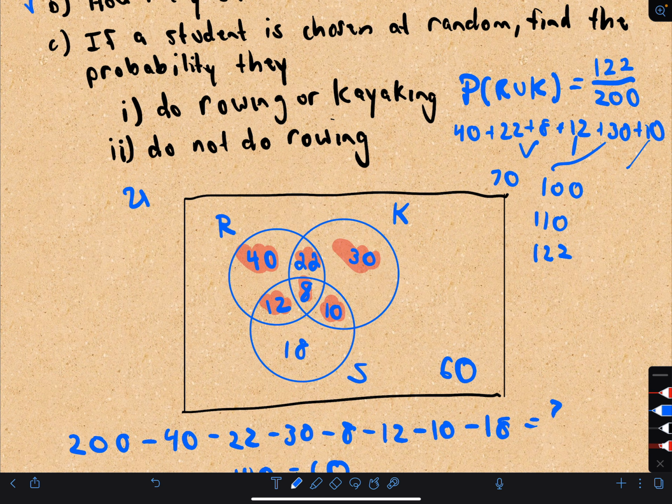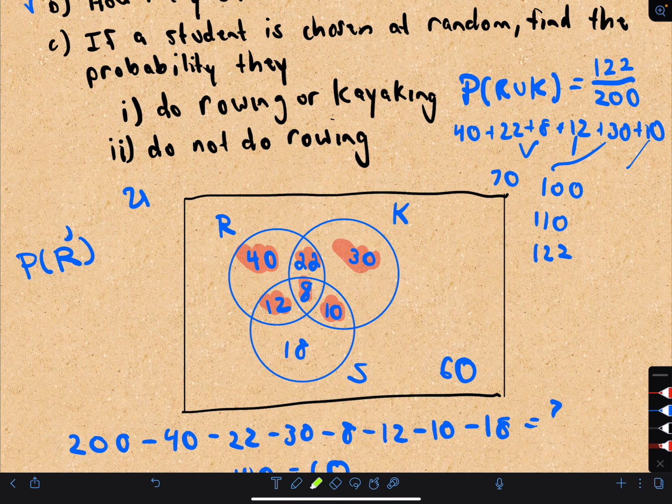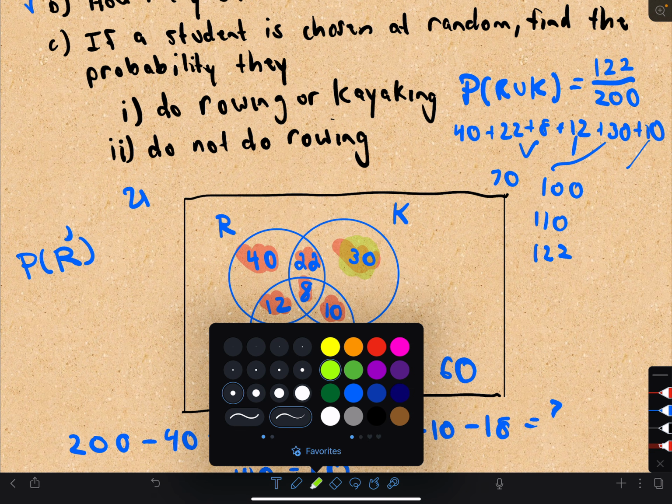Part 2 says the probability that they do not do rowing. Right now, this would say the probability they do rowing, but I'm going to put a complement here. So the probability they do not do rowing. I left my thing shaded. Let me shade with a different color here. If they don't do rowing, we just have to look at everybody outside of the rowing circle. So let me use a darker color here.